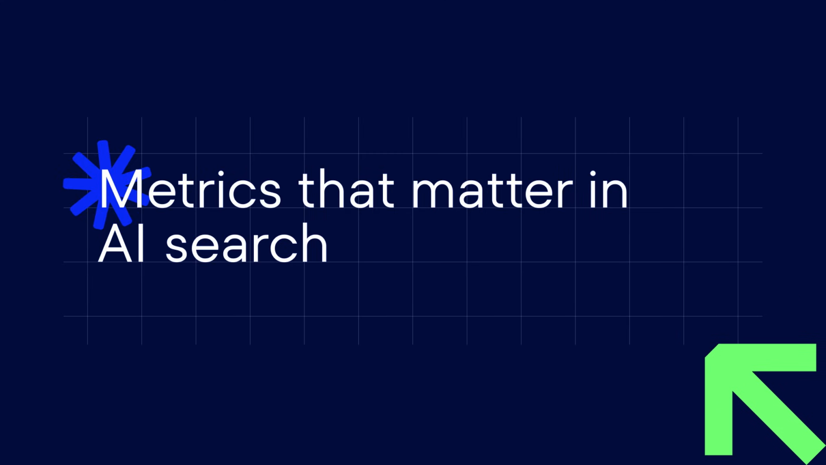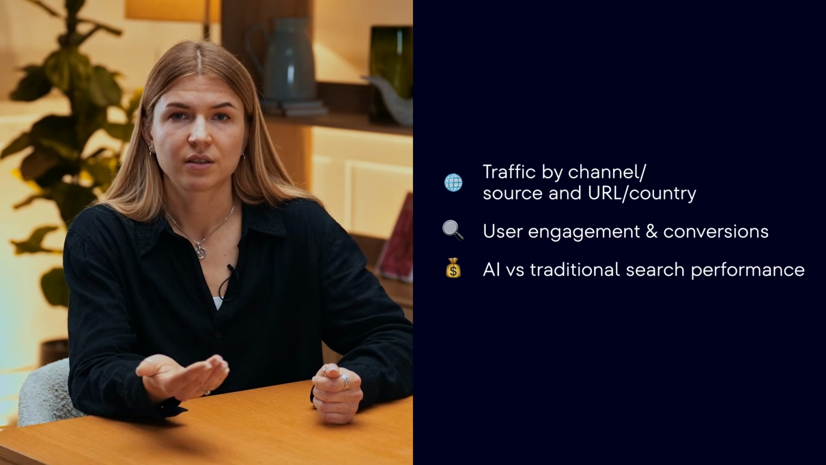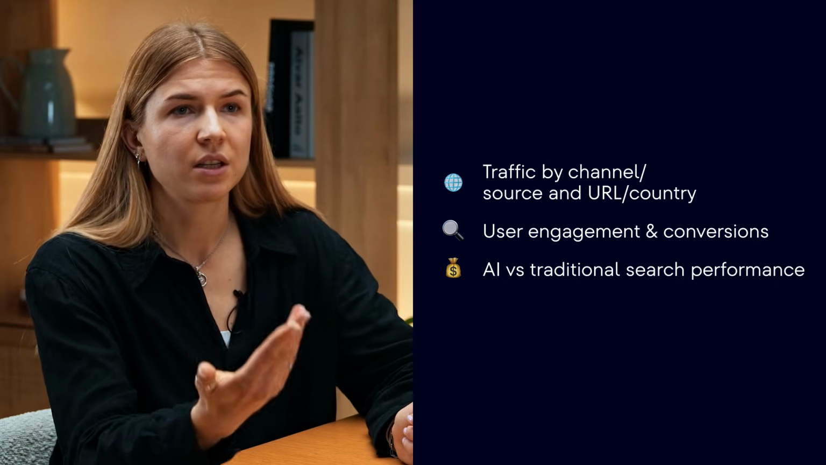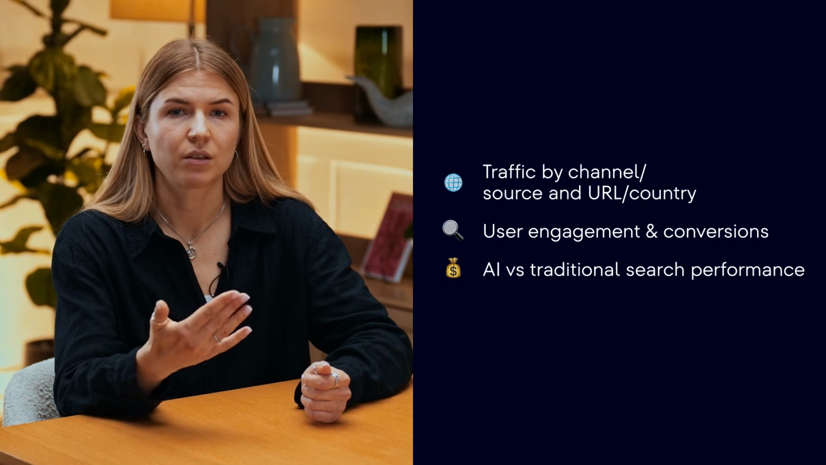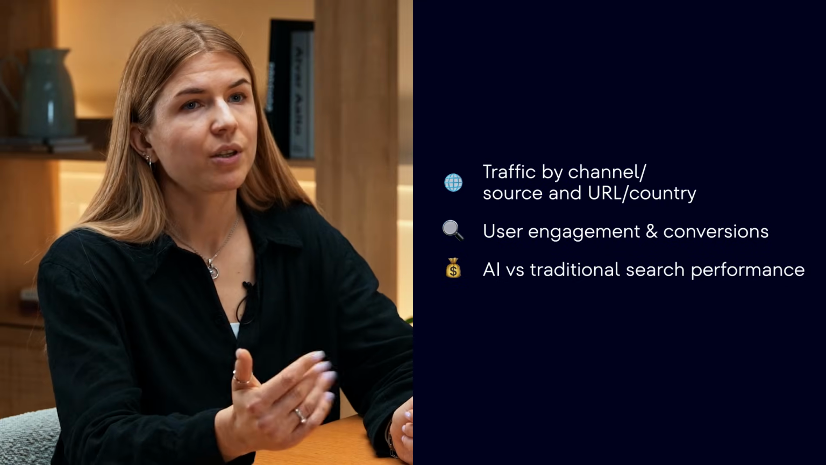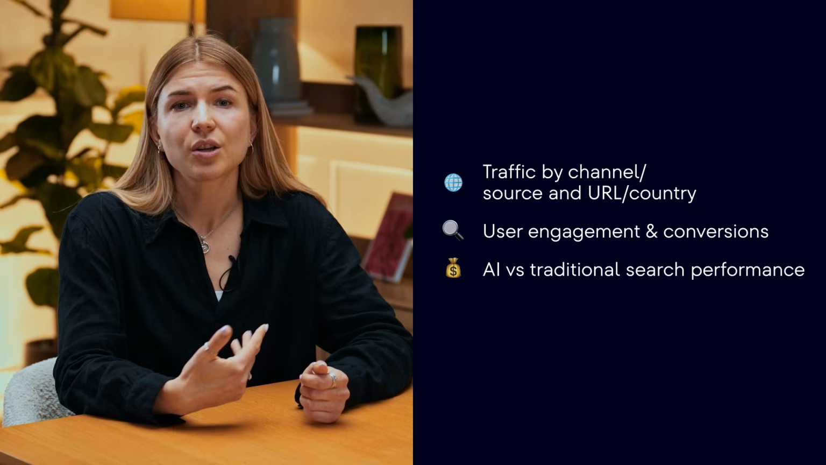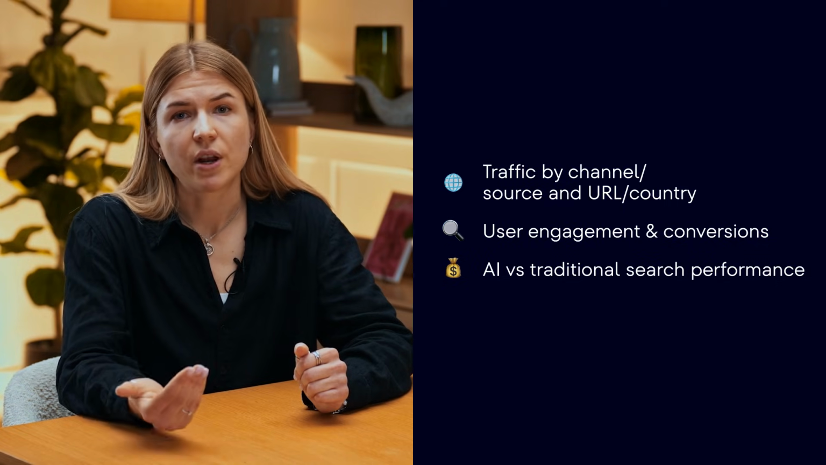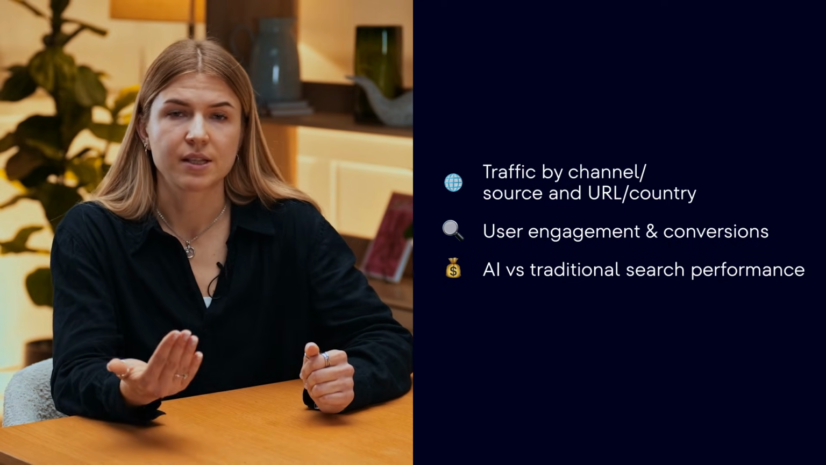Before we get into specific tools, let's talk about what metrics actually matter when you're analyzing AI search visibility. If you want the most accurate data, start with traffic, combined with conversions or other business metrics, as well as engagement, broken down by channel or source, as well as URL or country. Check how much traffic you're getting from each channel and compare them. Traditional search, AI engines, and how that traffic is translated into your business performance.